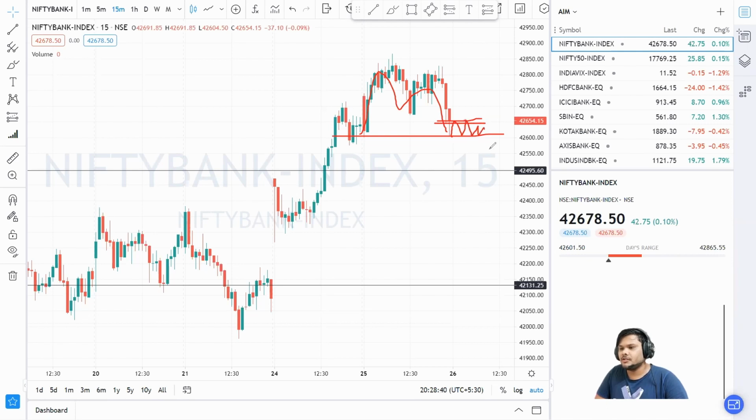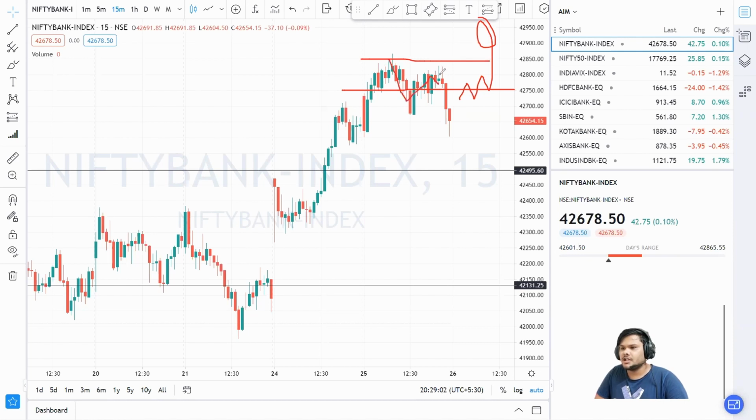So if it opens flat and opens gap down and trades below 42,600 or 570, then you can consider it for selling. As I said, our target will be 42,500. Next target will be 42,330 to round level 43,300. But let's assume that if it opens gap up and if it try to trade above 42,750, then after that you can consider it for buying, and our immediate target will be 42,850.